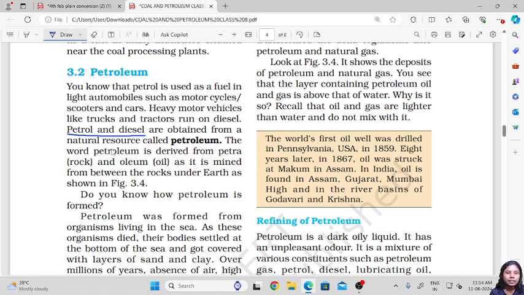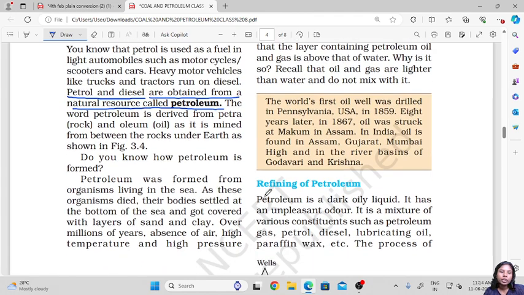Petrol and diesel are obtained from a natural resource called petroleum. So petroleum gives byproducts, petrol and diesel, which we use in our everyday life in our vehicles, like our motorcycles, bikes, trucks and cars. We use these two major constituents, petrol and diesel.